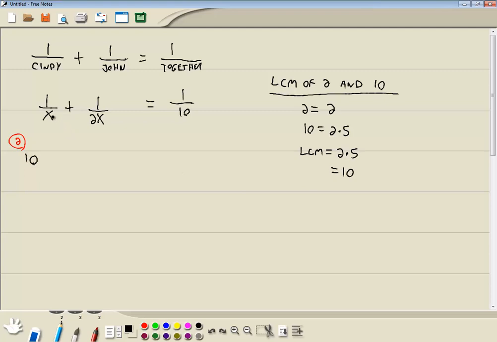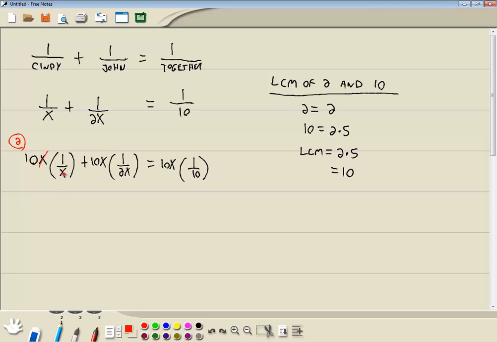Okay, let's look at the x's now. We're looking for the greatest number of x's in a single denominator. There's 1 here, there's 1 here, there's none here. So the greatest number of x's in a single denominator is 1. So our LCM for this problem is 10x. And we'll multiply it times the 1 over x. We'll multiply it by the 1 over 2x. And we'll multiply it by the 1 over 10.